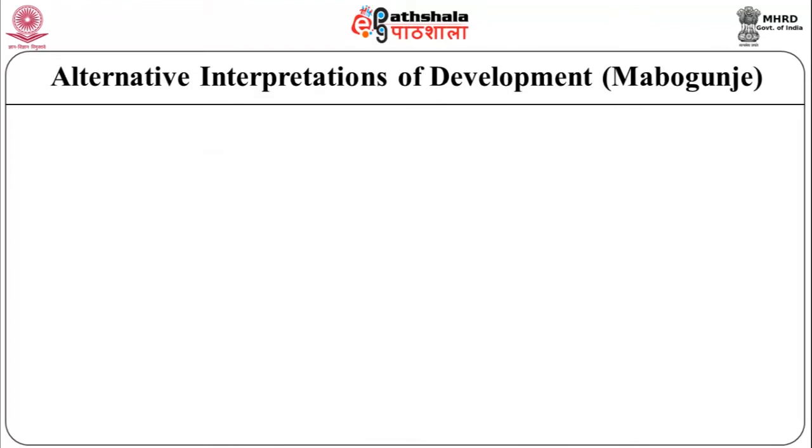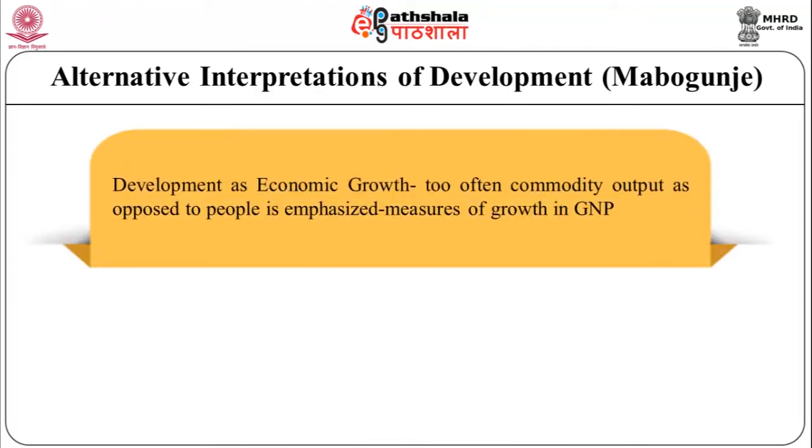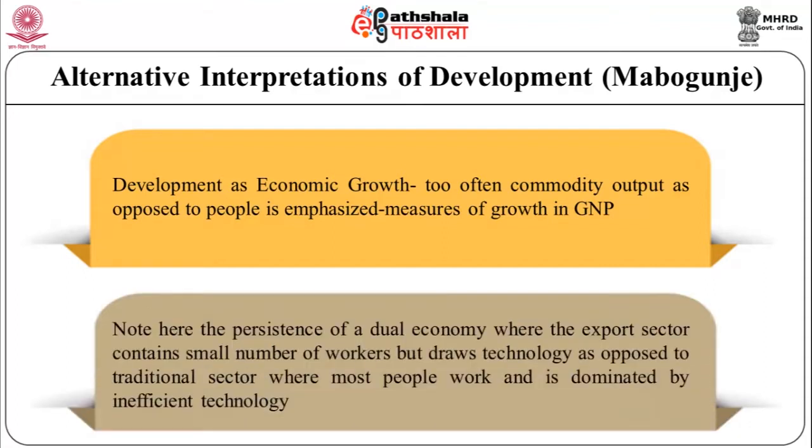Alternative interpretations of development. Now, development as economic growth, too often commodity output as opposed to people, is emphasized. Measures of growth in GNP. Note here the persistence of a dual economy where the export sector contains a small number of workers but draws technology, as opposed to the traditional sector where most people work and which is dominated by inefficient technology.